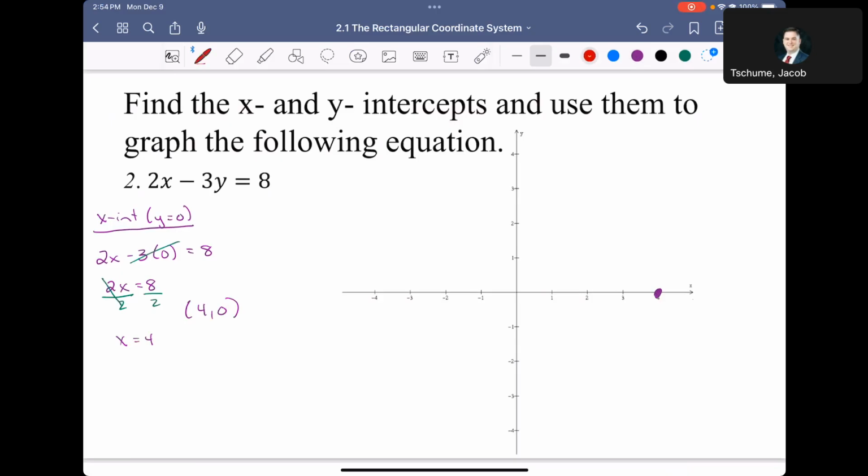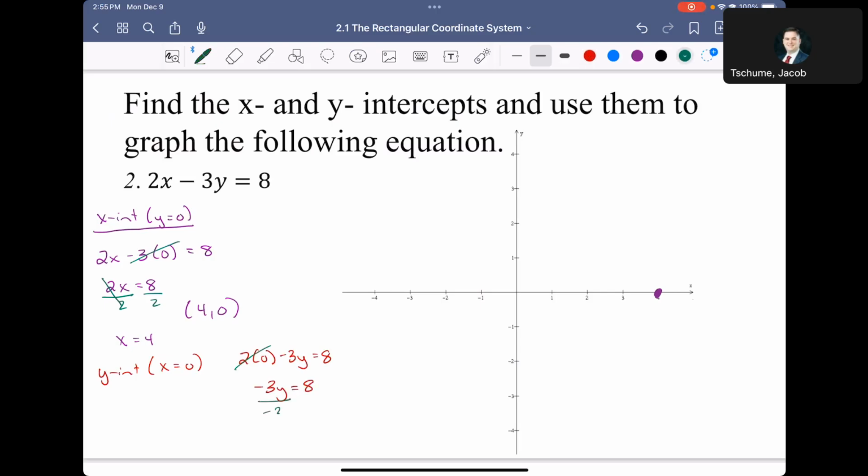Similarly, we're going to find the y-intercept. So for the definition of a y-intercept, we're going to let x be 0. And so I'll do the work over here on the right a little bit. You're going to have 2 times 0 minus 3y equals 8 from the original equation. Well, as we know, 2 times 0 goes away, and you are left with negative 3y equals 8.